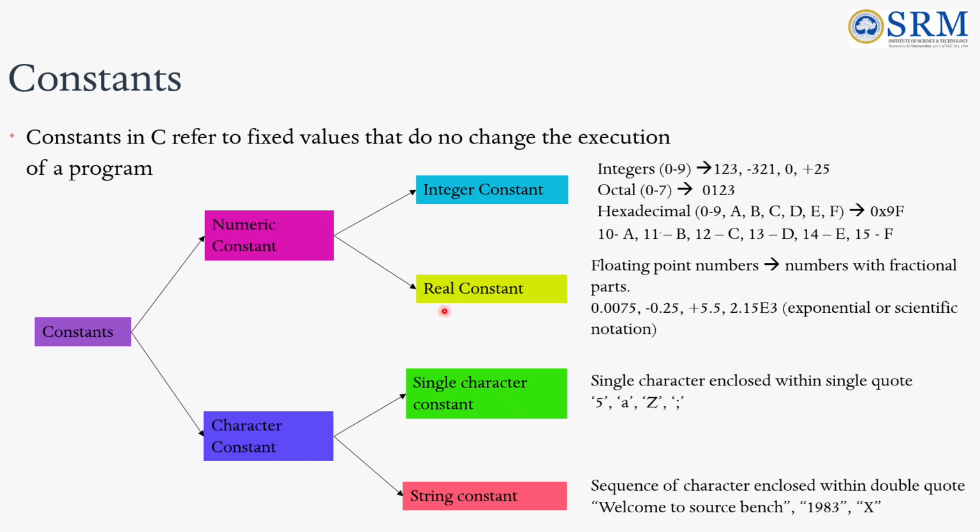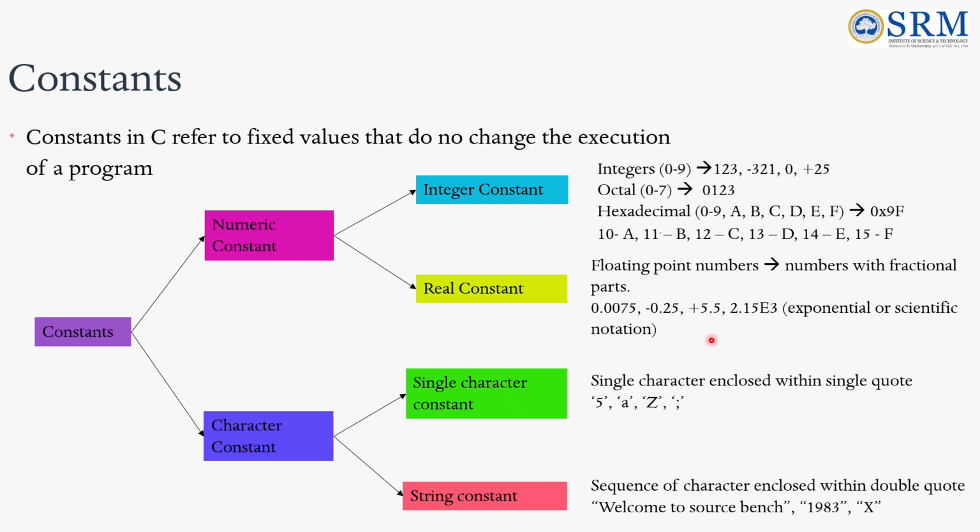Then we have the next numeric constant, that is, real constant. Real constants are nothing but floating point numbers. Numbers with fractional parts are called floating point numbers. Here are the examples: 0.0075, minus 0.25, plus 5.5, 2.15 E3.